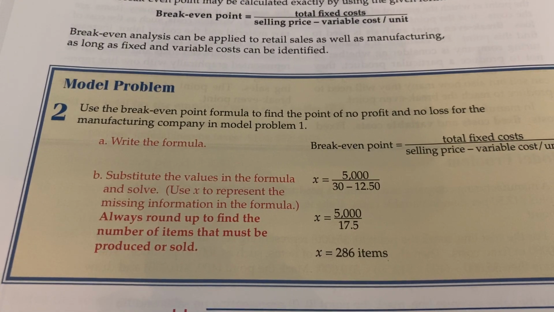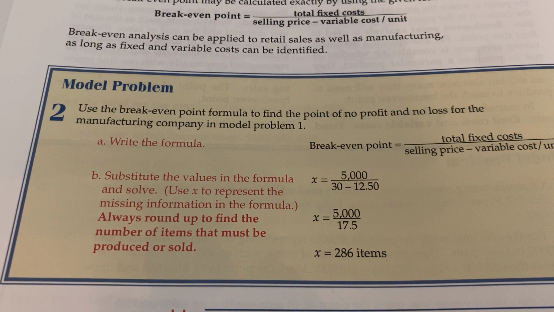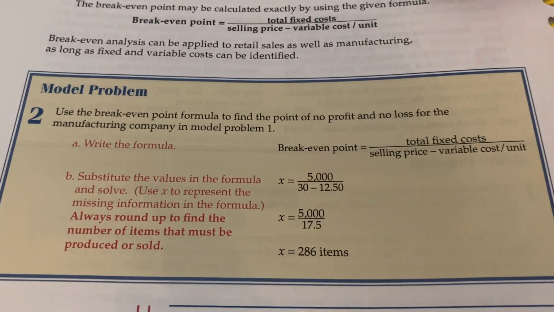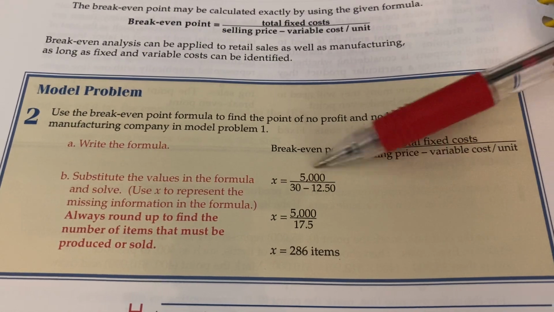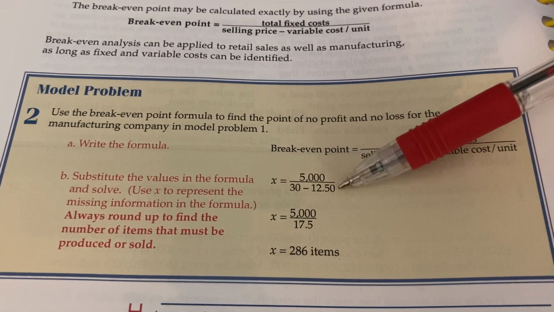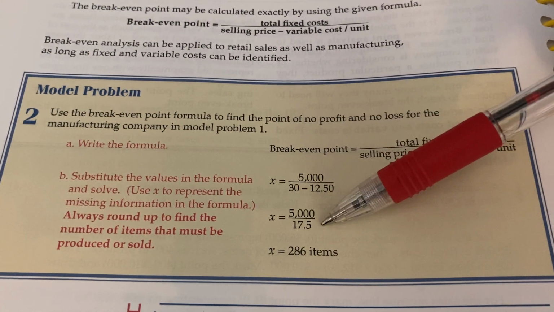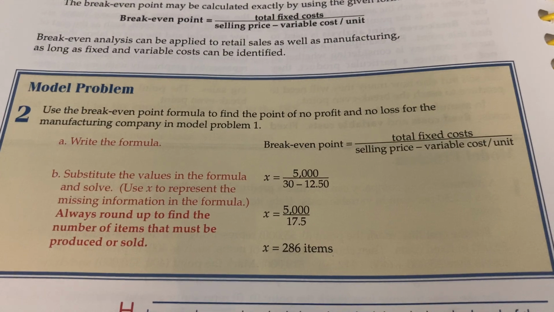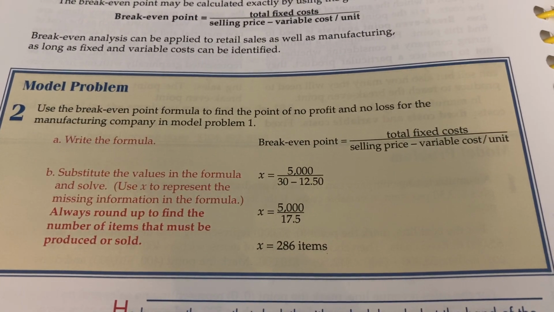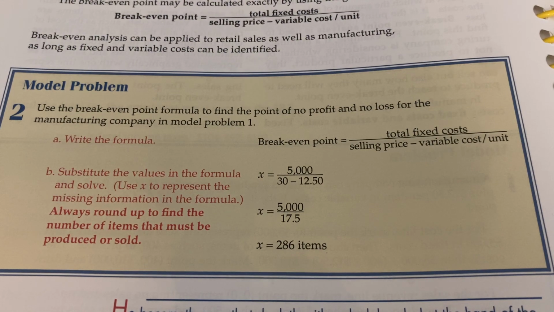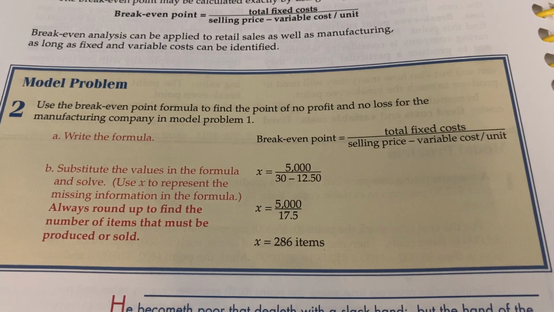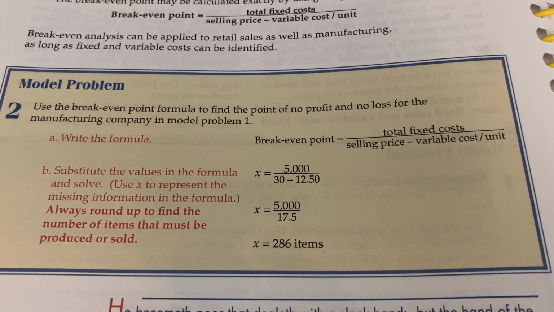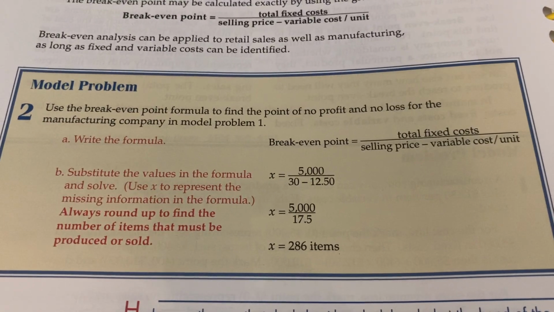So from the model, we substitute the values into the formula. The break-even point equals the total fixed costs, which we already knew from the last problem was 5,000, divided by the selling price, which was 30, minus the variable cost of $12.50. So 30 minus $12.50 is $17.50. 5,000 over 17.50, you calculate that out, and you have to sell 286 items to break even. That's a little more complicated, but if you use the formula, you can find out how many items you need to break even. Break-even point.